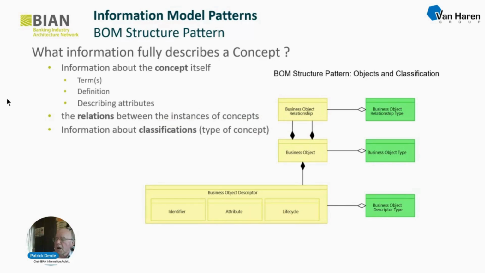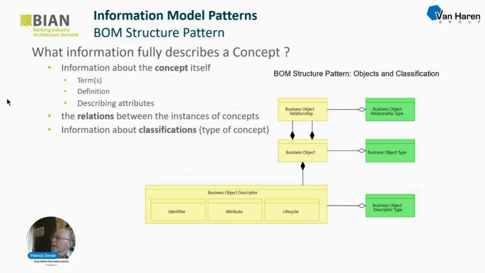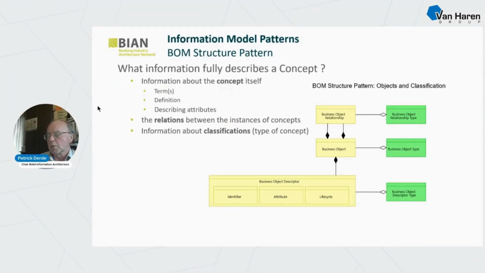But now each time when you have identified an object, for example, or whatever concept, then you can say, okay, now I want to model this concept. And then we use a structure pattern, which means that you can say, okay, we have an object. How is this object described? And then we identify multiple descriptors, multiple identifiers, multiple attributes, multiple life cycle states. And then these objects are related to other objects. Objects of the same type or objects of a different type. That's the business object relationship.